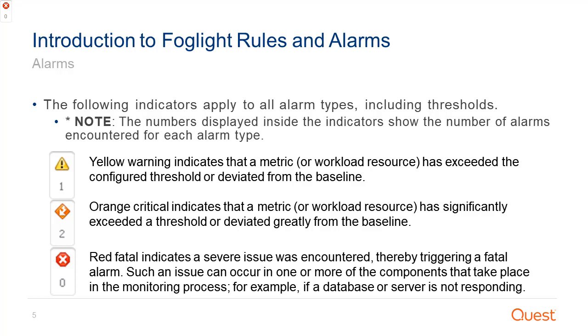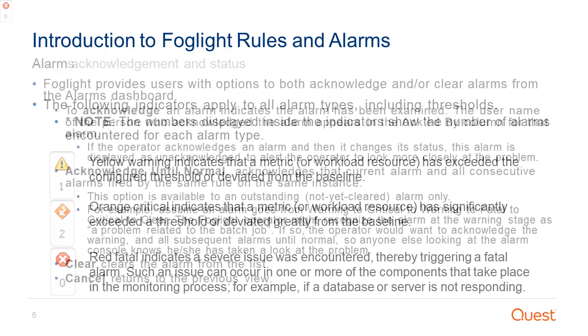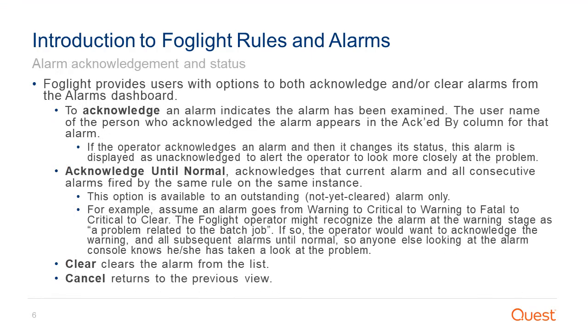Such an issue can occur if one or more of the components taking part in the monitoring process, such as a database or server, is not responding. Foglight provides users with options to both acknowledge and/or clear alarms from the alarms dashboard. To acknowledge an alarm indicates that an alarm has been examined by someone. The username of the person who acknowledged the alarm appears in the Acknowledged By column for that alarm.